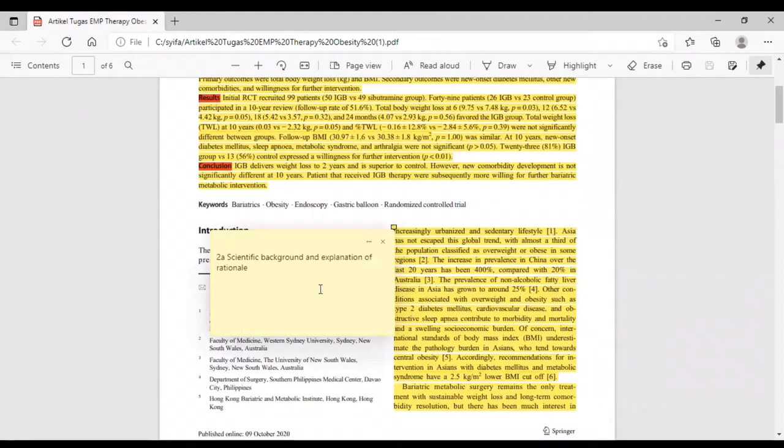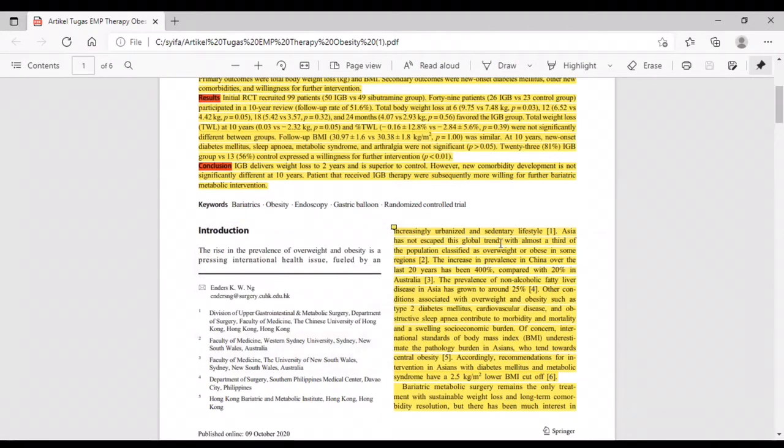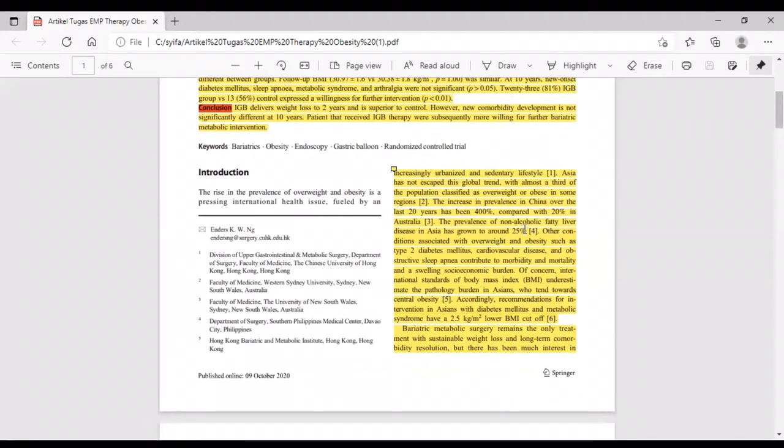And then 2A. The checklist is scientific background and explanation of rationale. It is shown by the background of this research: Asia has not escaped this global trend, with almost a third of the population classified as overweight or obese in some regions. The increase in prevalence in China over the last 20 years has been 400% compared with 20% in Australia. The prevalence of non-alcoholic fatty liver disease in Asia has grown to around 25%.